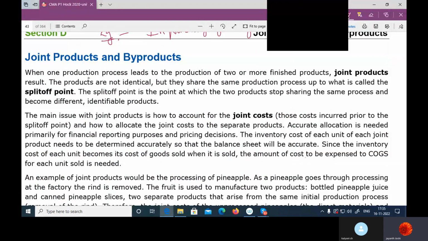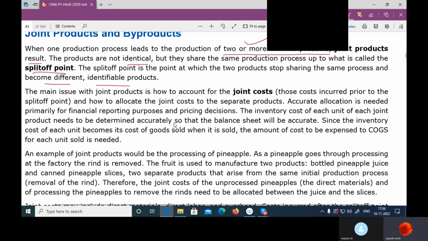When one production process leads to production of two or more finished goods, joint products result. Products are not identical, but they share the same production process up to what is called the split off point. After that, you can do further processing, and each product can be taken and further processed and made into some other product, correct? The split off point is the point at which the two products stop sharing the same process and become different identifiable products. When I speak about identifiable products, I can sell it.